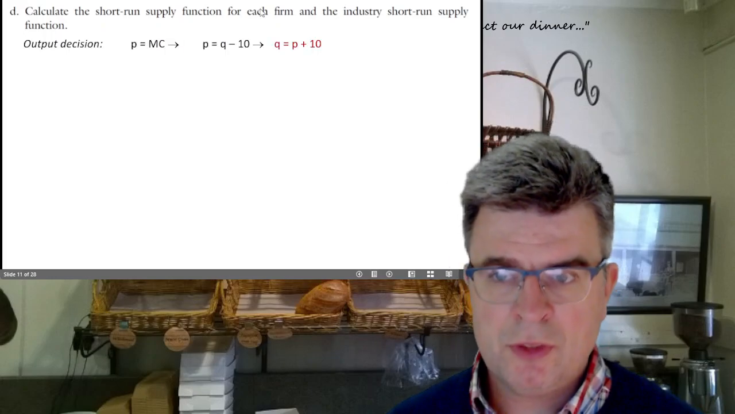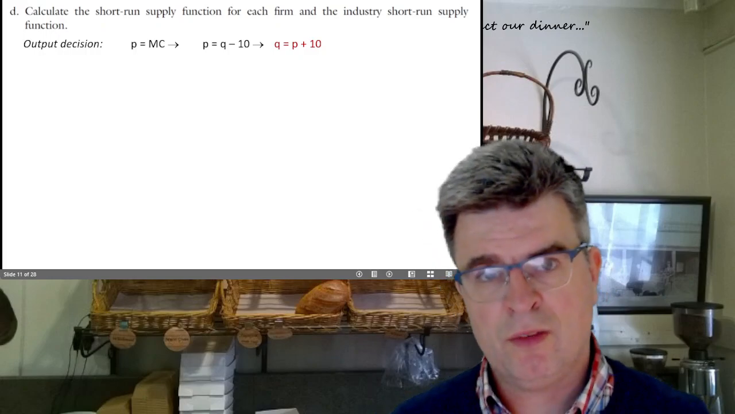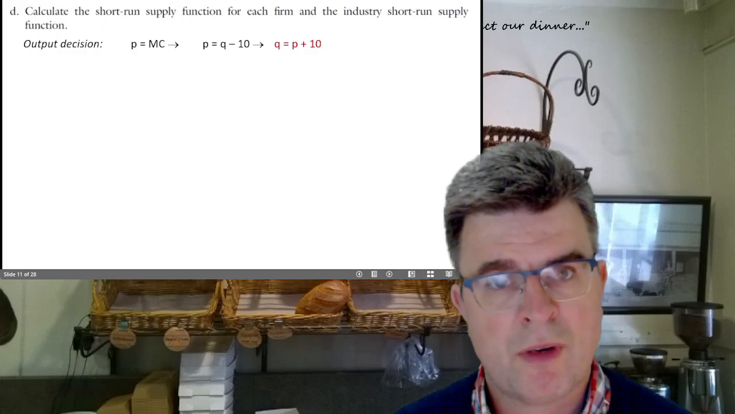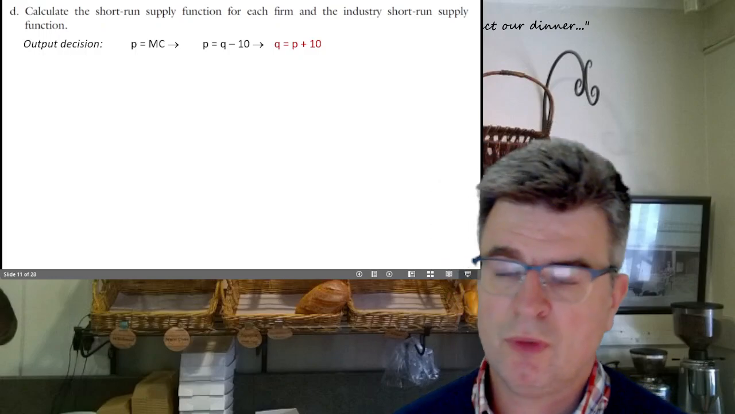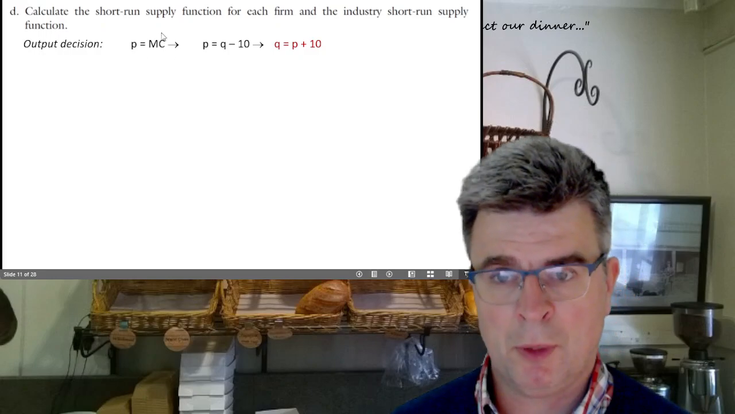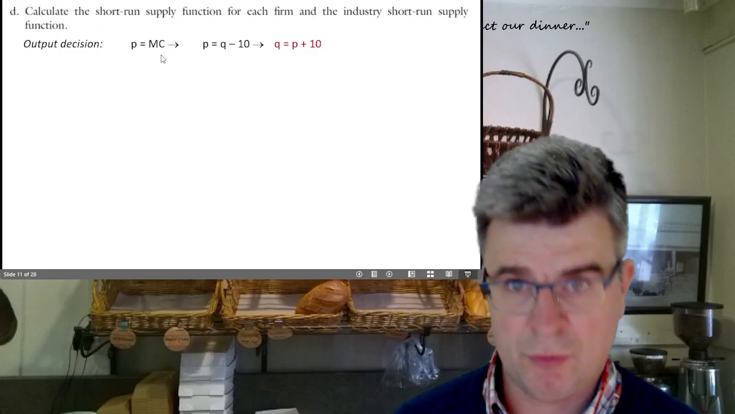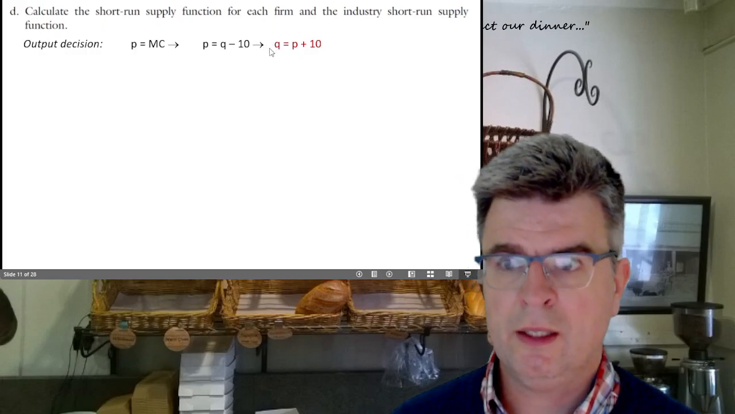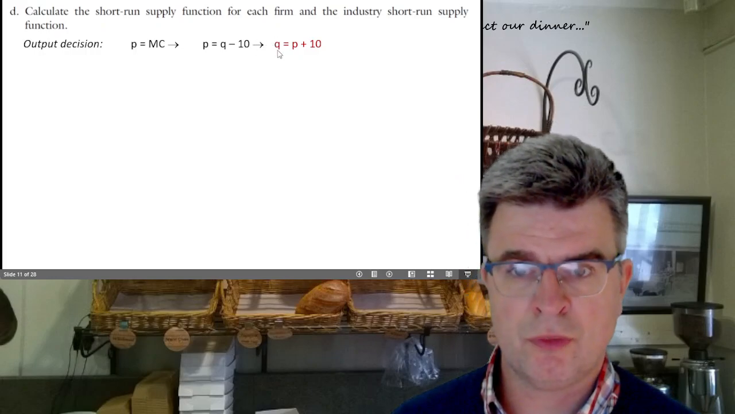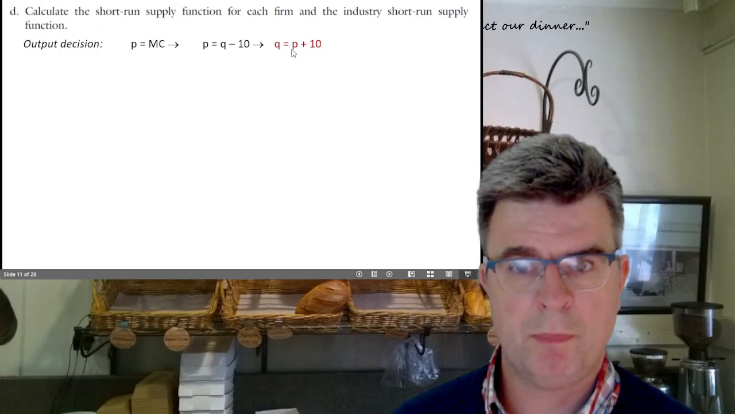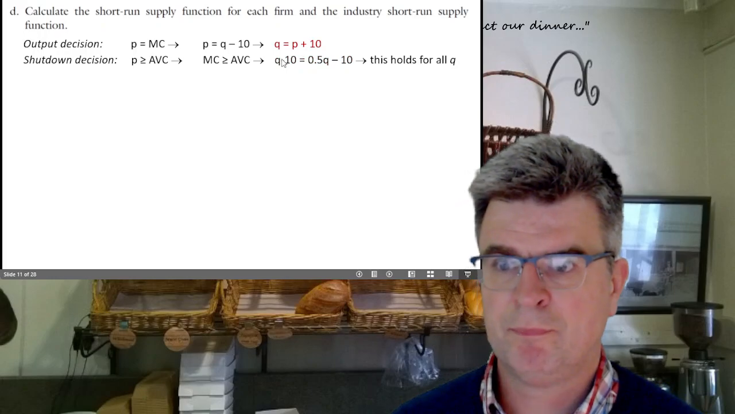So the output decision, if active, how many units, is determined by setting marginal revenue equal to marginal cost. The firm is a price taker, so marginal revenue is equal to the market price. Marginal cost is from the previous slide, Q minus 10. So the supply function of the firm, quantity as a function of price, is equal to P plus 10.